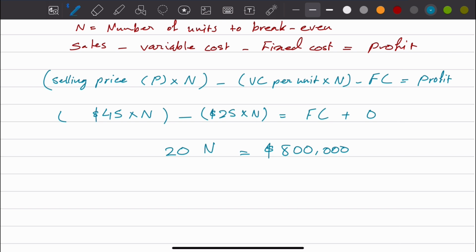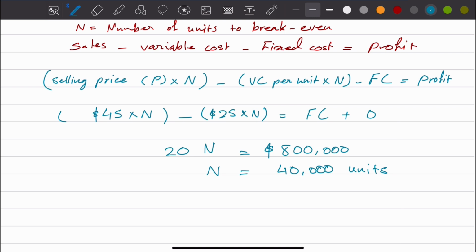Okay, so go to the calculator. 800,000 divided by 20, that's 40,000 units. So N should equal 40,000 units. That's the number of units that the company needs to sell in order to break even. Okay, that's one way to do it.